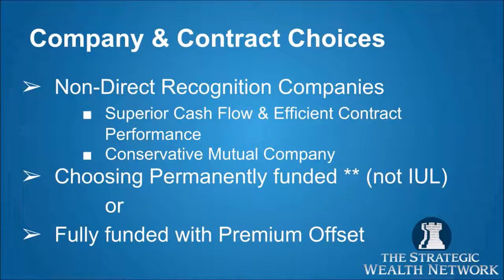So let's talk about which kind of contract choices. You can choose a permanently funded contract. Now, this is not Index Universal Life. This is not Universal Life at all. Or a fully funded contract with premium offset. So let's talk about the permanently funded contracts. Those are contracts that are funded until they endow or until the policy owner passes away.